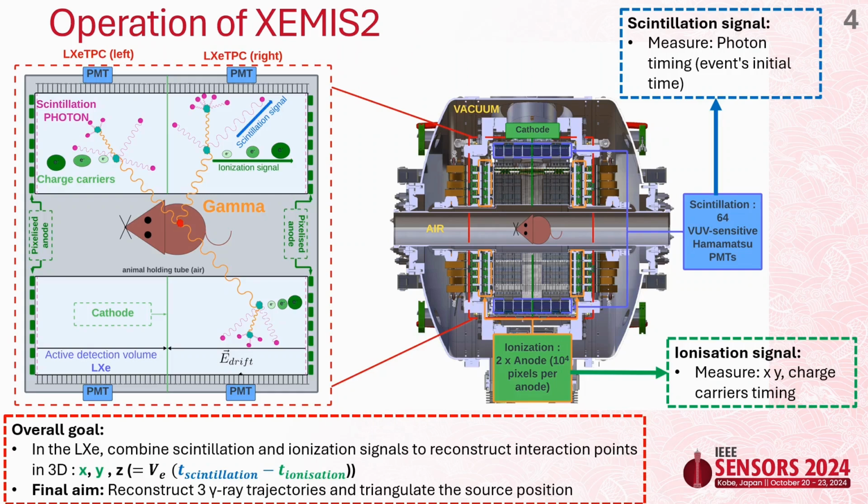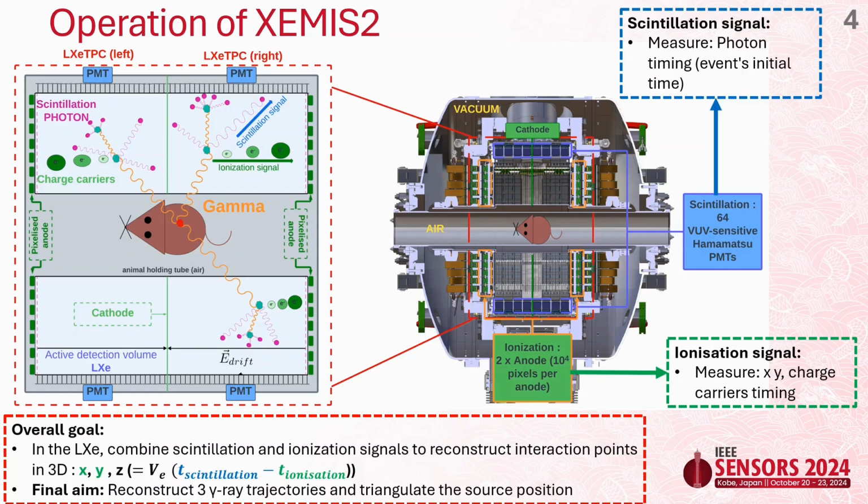The Xenon 2 camera uses 2 liquid xenon time projection chambers positioned back-to-back and sharing a central cathode. Each gamma ray interacts multiple times in liquid xenon, generating both scintillation photons and ionization charge carriers. Scintillation photons are collected by 64 PMTs around the 2 time projection chambers, while charge carriers are collected by a segmented anode.